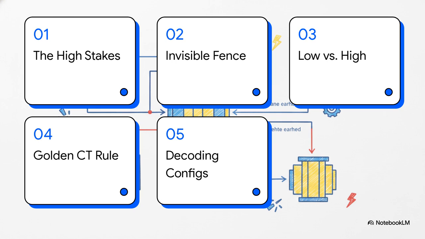Number 1, the high stakes. Number 2, the invisible fence. Number 3, low versus high impedance. Number 4, the golden CT rule. And finally, number 5, decoding the configurations.